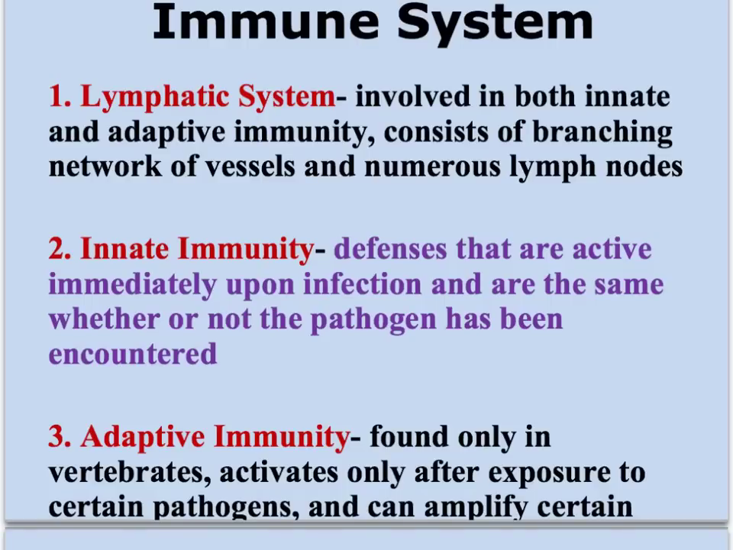Okay, so continuing, innate immunity, that's what we're going to talk about next. This is defenses that are active immediately upon infection and are the same whether or not the pathogen has been encountered. So this is what happens every time you get a cut or you get sick or anything. Your body is going to do this naturally. It doesn't matter if it's a specific illness or not. It's the same response to every single thing. Adaptive immunity is going to be a specific response to a specific illness.